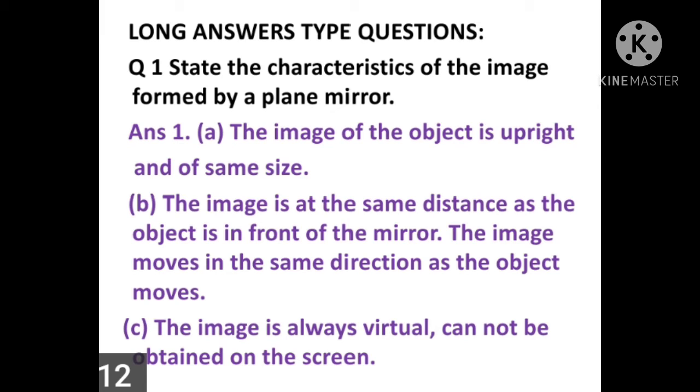Its answer is the image of the object is upright and of same size. The second characteristic is the image is at the same distance as the object is in front of the mirror. The image moves in the same direction as the object moves. And the third point is the image is always virtual, cannot be obtained on the screen.